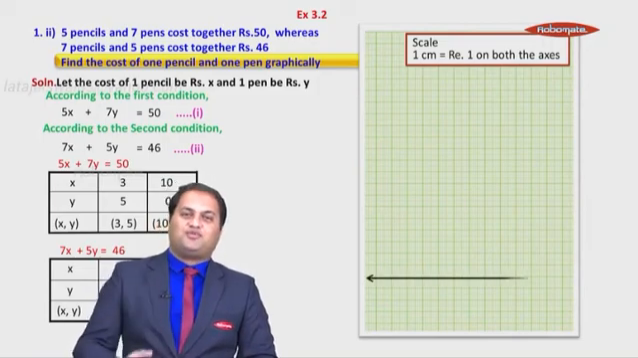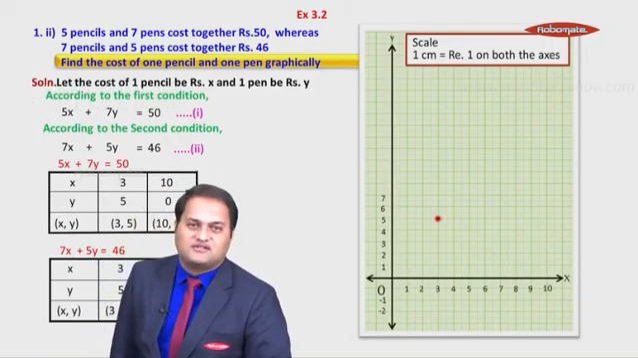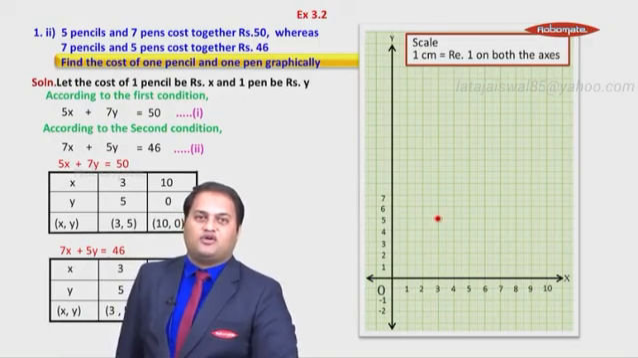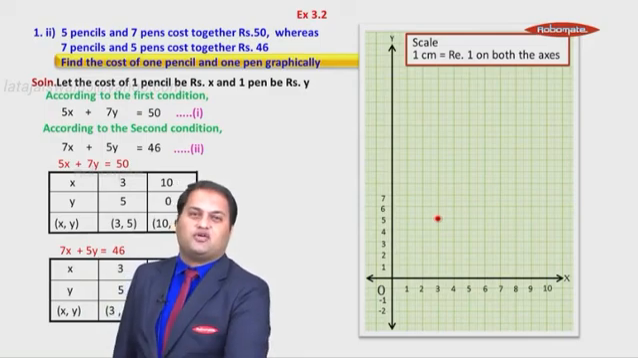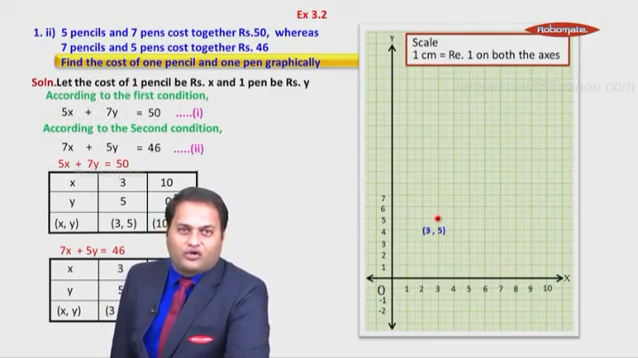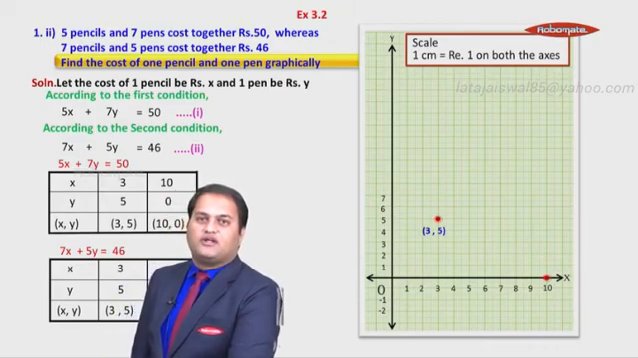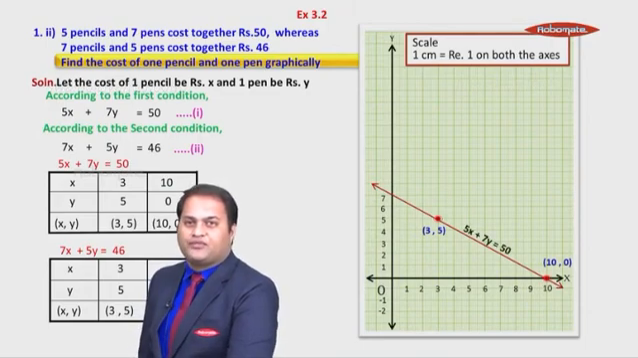Right? Let's plot these points on the graph paper. Lines, axis, origin, scale. The first point is 3, 5. That comes in the first quadrant. The scale is 1 centimeter is equal to 1 rupee on both the axes. The first point 3, 5 is on the screen already. The second point is 10, 0, already on the screen. Join them and don't forget to write the equation on it.